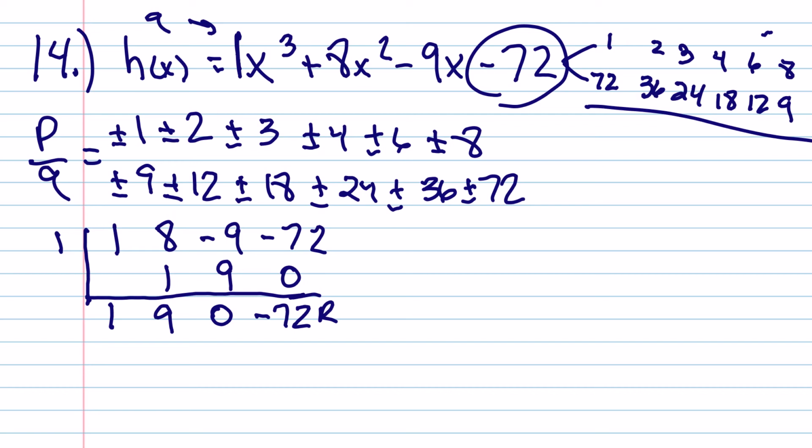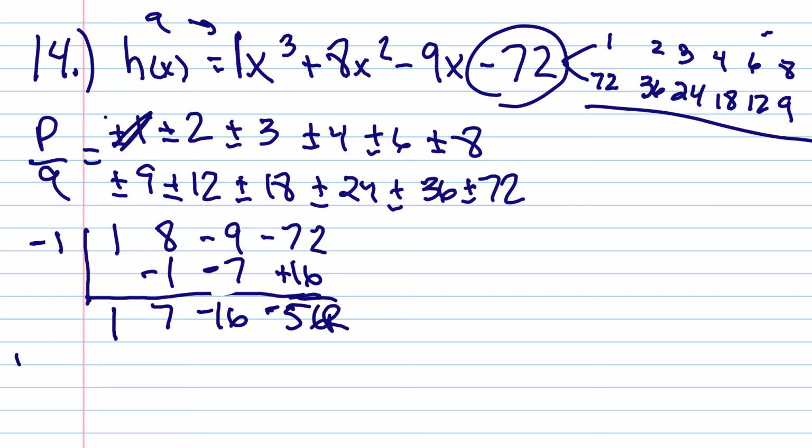Alright? Now, I don't like drawing, in the last one I drew new boxes every time. I don't like doing that. I usually keep one box for each number I check. So if I check 1, I keep that same box when I check negative 1. So now I'm just going to change that to a negative. 1 drops down. Negative 1 makes it 7. Negative 1 times 7 is negative 7. I get negative 16, which makes it positive 16. And then I end up with a remainder of negative 56. See, I got a remainder. It tells me 1's not going to work. Boom. Cross it off.